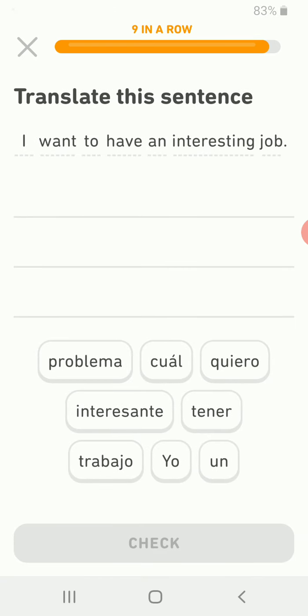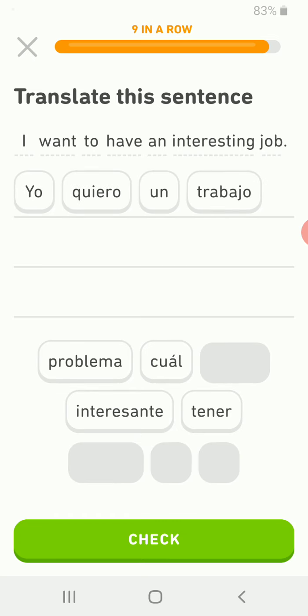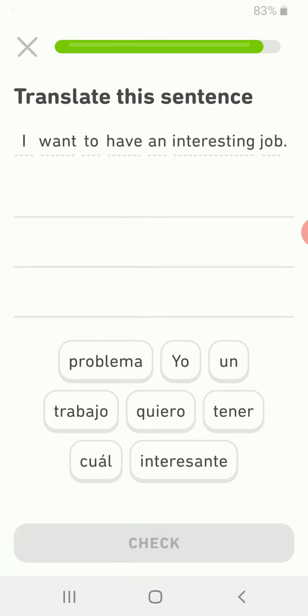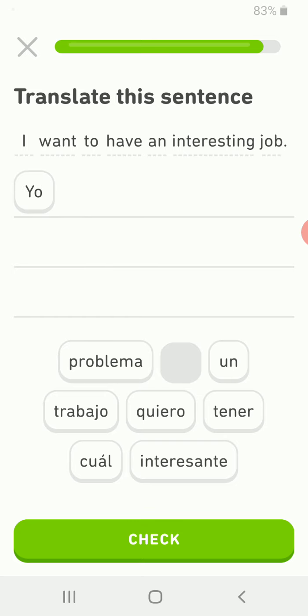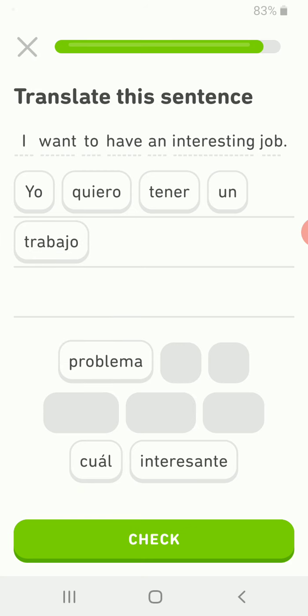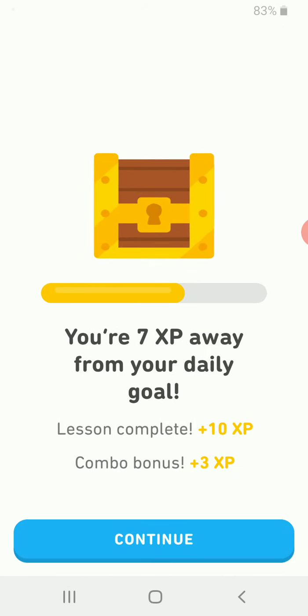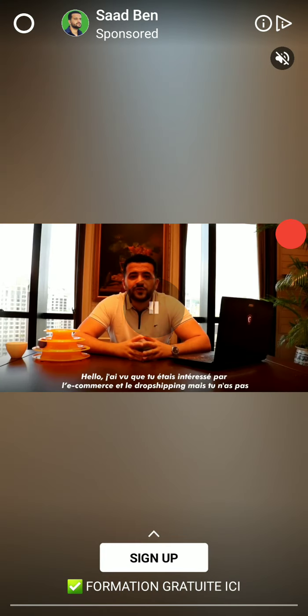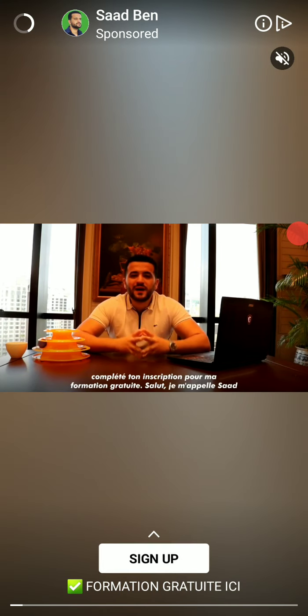And translate this sentence. I want to have an interesting job. Yo quiero un trabajo interesante. Okay, I'm not sure what happened here. There was a problem. I want to have an interesting job. Yo quiero tener. I omitted this word. Tener is to have. Tener un trabajo interesante. There you go. So we have one more round to do before we're done with this lesson.